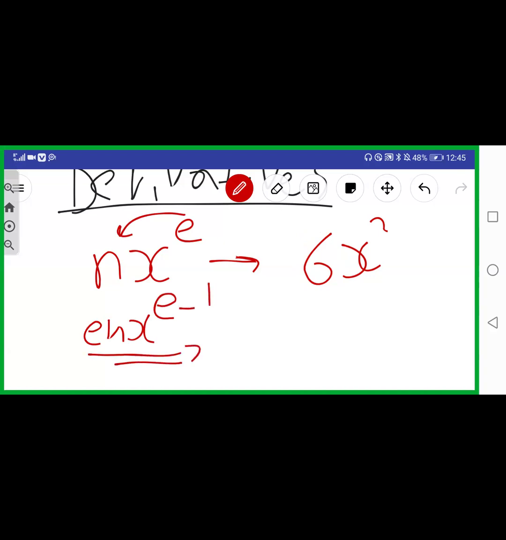It's going to make sense when we look at the numbers. Looking at this example, you take your 2, you multiply by 6, you get 12. Immediately, your 2 exponent will have to subtract 1. Then you'll have 12x to the power 1, or just 12x. This is how derivatives work. Okay? Now, we're not done.